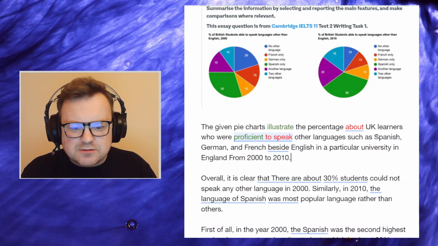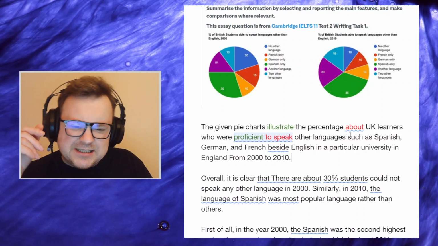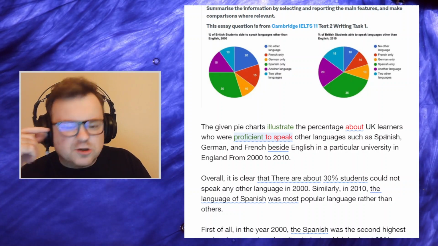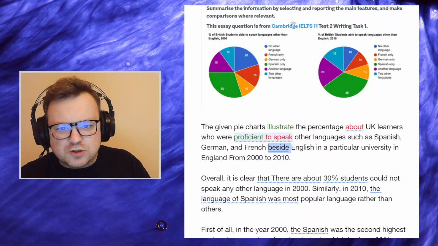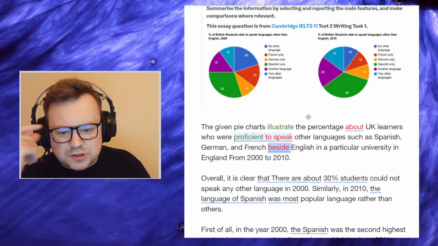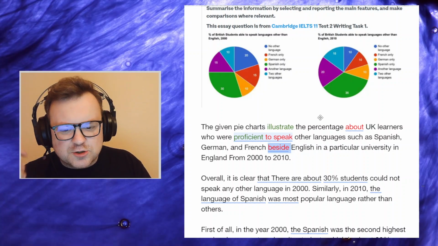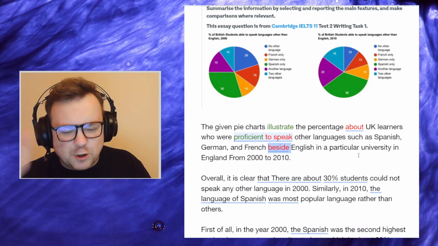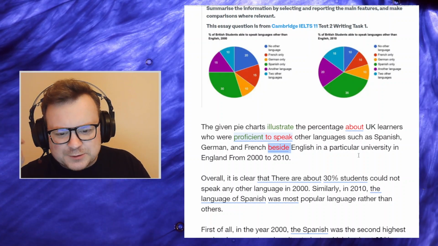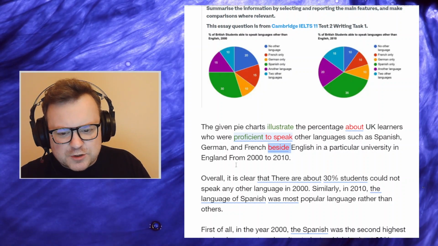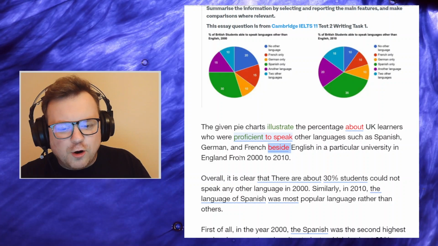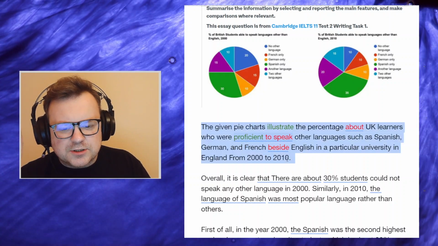Other languages, such as, I don't know if you really need to. You could give details such as Spanish, German, and French, besides English. So that S at the end, besides English, or you could use in addition to. On top of isn't very formal. Besides, with an S, besides English in a particular university in England, but not from 2000 to 2010.